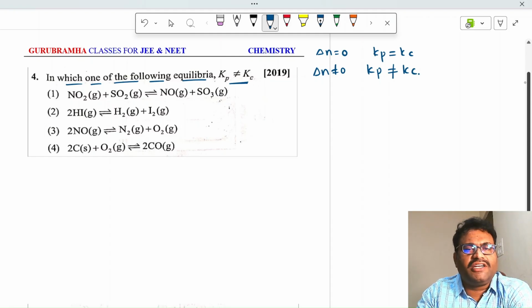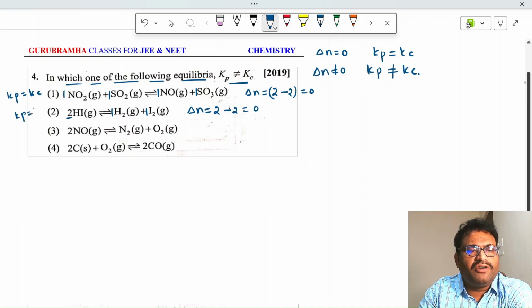So for the first reaction, what is delta n? Delta n is equal to Np minus Nr. How many moles are there? 1, 1, 1, 1. So 1 plus 1, 2. 2 minus reactants also 2, that is equal to 0. So here for the first option Kp is equal to Kc. Second one, let us take delta n. On the right side 1 plus 1, 2, 2 minus, on the reactant side also 2, so that is equal to 0. Here also Kp is equal to Kc.